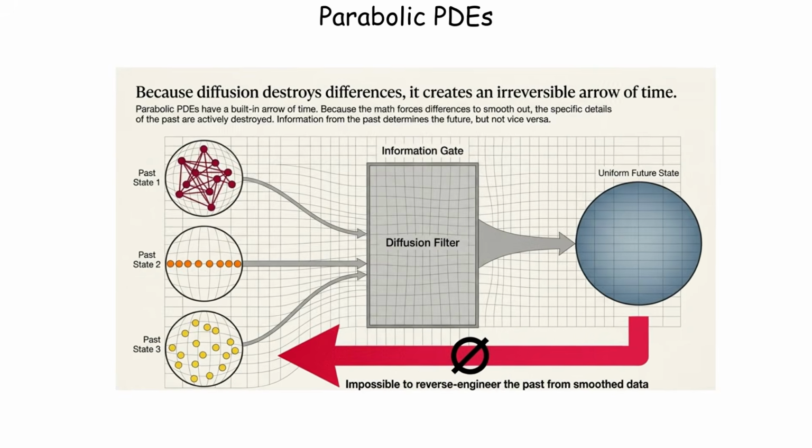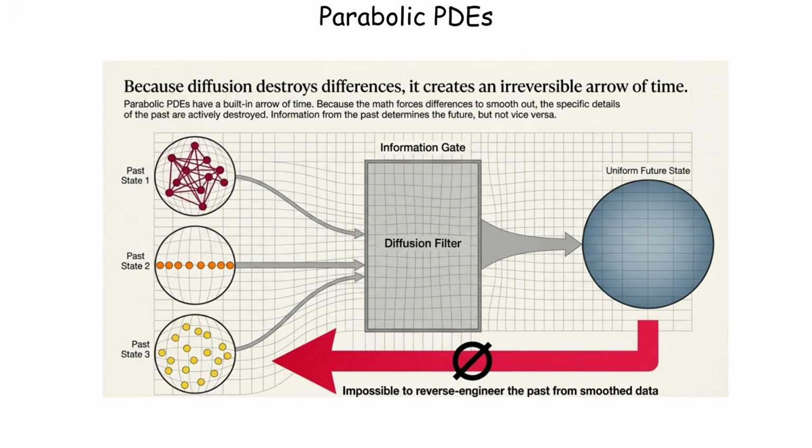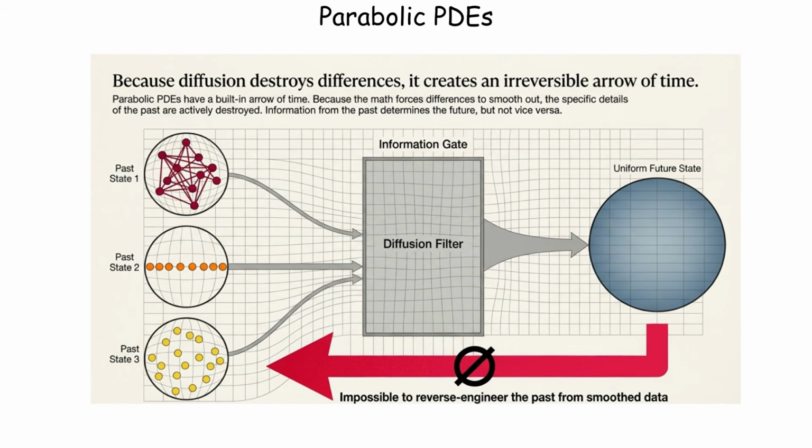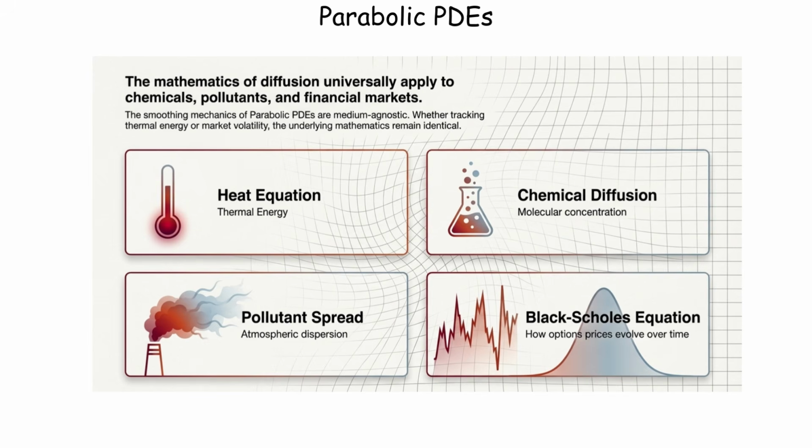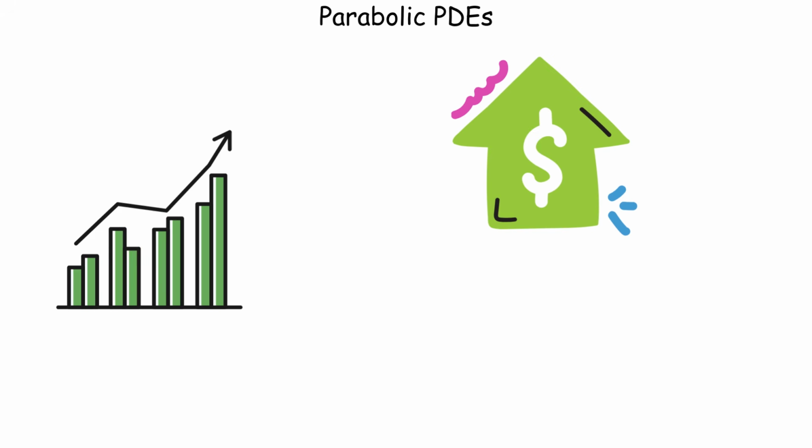Parabolic PDEs have a built-in arrow of time. They are irreversible. Information from the past determines the future, but not vice versa. Beyond heat, parabolic equations govern diffusion of chemicals, the spread of pollutants, and the Black-Scholes equation of financial mathematics, which describes how option prices evolve over time.